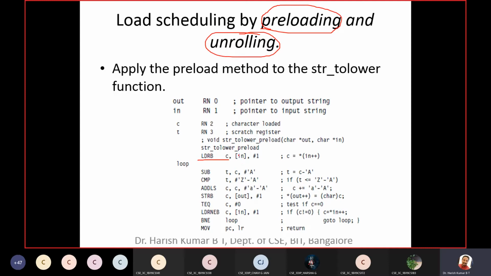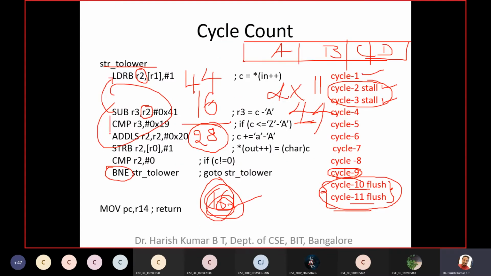So what is it that I'm doing? The first character that is pointed to by in. In is made an alternate name for register R1, and out is made an alternate name for register R0. And here we have CNT. R2 is C and R3 is T, a temporary register. You can see here, I'm preloading, and after that I'm subtracting, comparing, all the same logic till here.